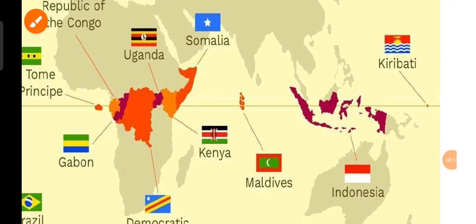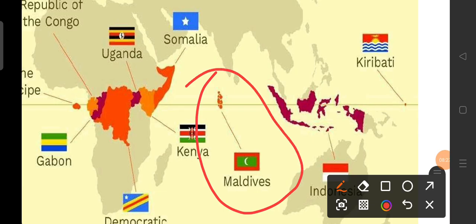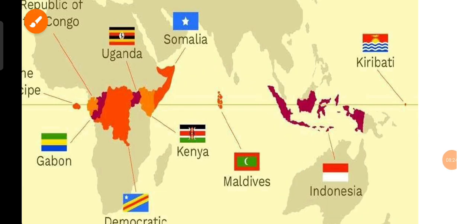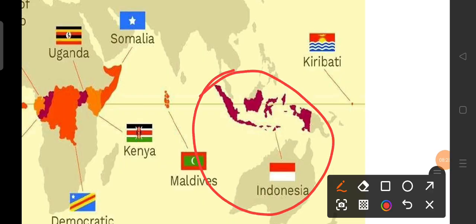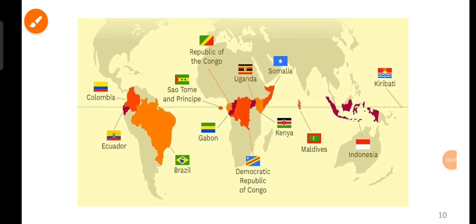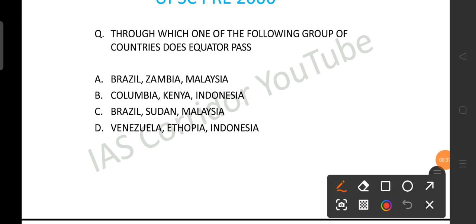Now we move further and see Maldives. In Hind Mahasagar it is Maldives. We move further and see here Indonesia, island Indonesia, and then last Kiribati. Okay, now we come to the answer. What is the answer?